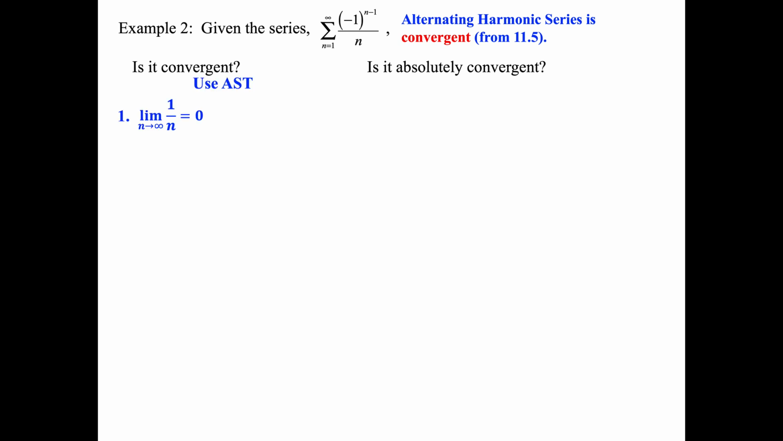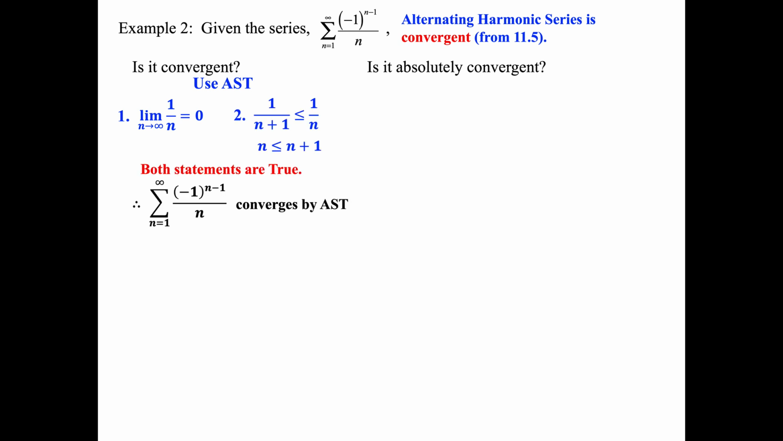Example 2. Now we have -1 to the n minus 1 power over n. We know that this is an alternating harmonic series which converges. We proved that with our alternating series test once before. So that's a preview of what we did before. Same thing. The limit as n approaches infinity of 1 over n goes to 0. We put n plus 1 in for n, see if that's less than or equal to 1 over n, cross multiply, yes it is. So we know it converges by the alternating series test. But is it going to be converging absolutely?